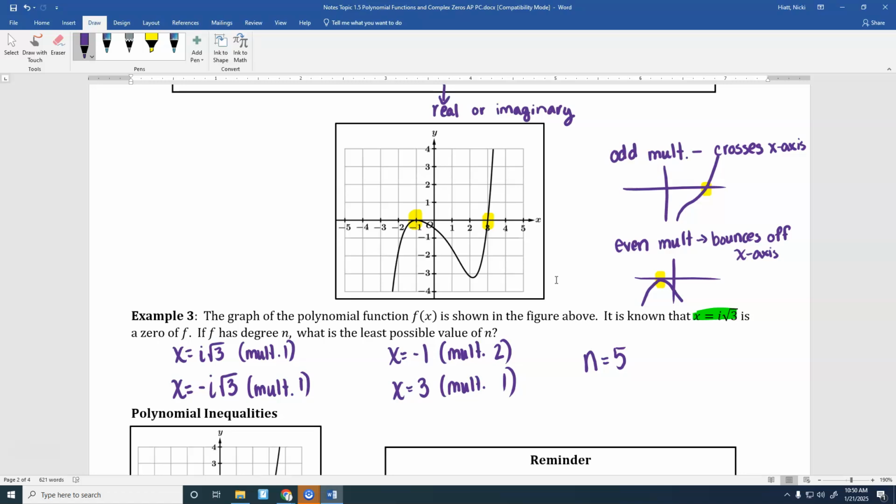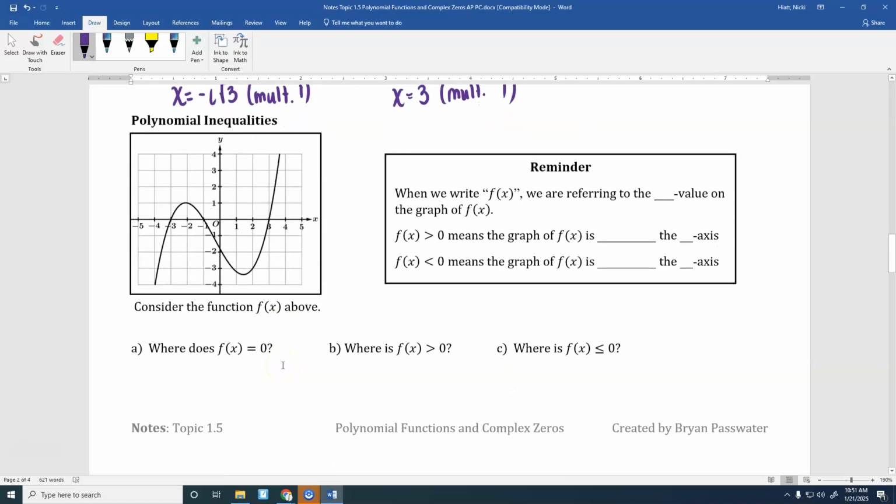Okay, questions? You've got 4 zeros, but this one right here has to have a multiplicity of at least 2. So it counts twice. So you've got 1, 2, 3, 4, and 5 are both right here. So that gives you your number of zeros. And your number of zeros has to match your degree. So that would be it. Okay? Questions? All right, moving on.